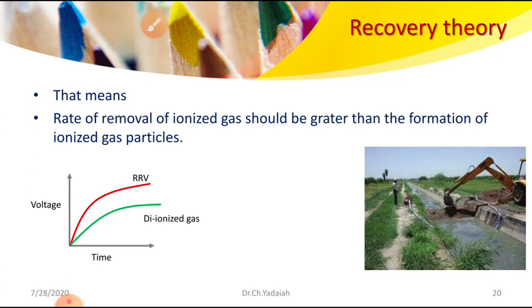the rate of entering of the deionized particles. If a large amount of deionized particles persists in between the electrodes, then no arc will come. That is one thing. That means here the work speed should be greater than the water speed. Then whatever the damaged path is, we can recover immediately. So the rate of deionized gas should be greater than the rate of rise of voltage of the particles. So this is one thing.